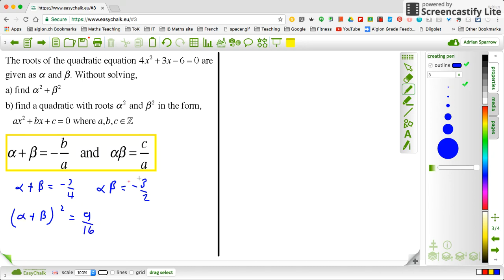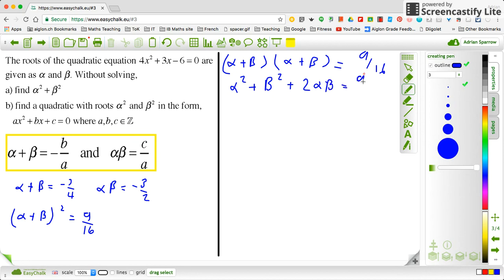Now I'm going to expand that bracket. So I'm going to take alpha plus beta, and I'm going to times it by alpha plus beta, and I'm going to get the answer 9 over 16. So when we expand this, we get alpha squared. Alpha times alpha is alpha squared. I get beta times beta, which is beta squared. But I've also got plus alpha beta plus beta alpha. So I've got 2 alpha betas.